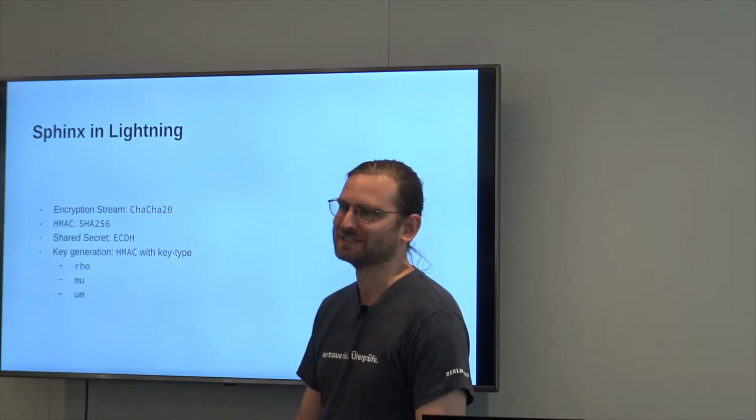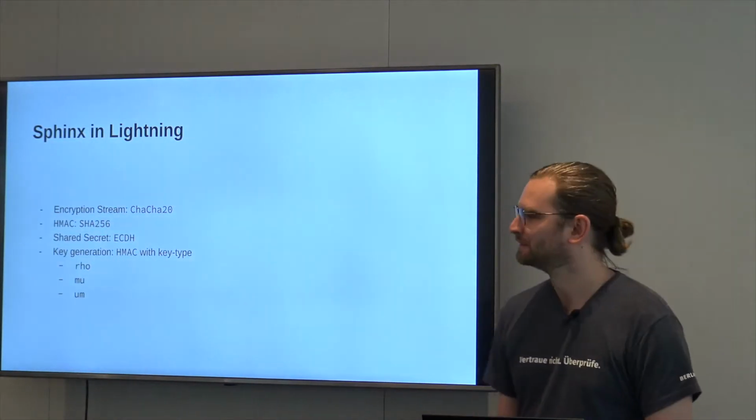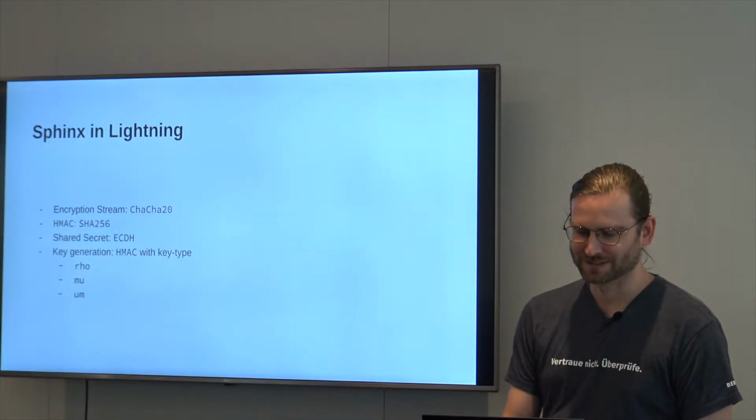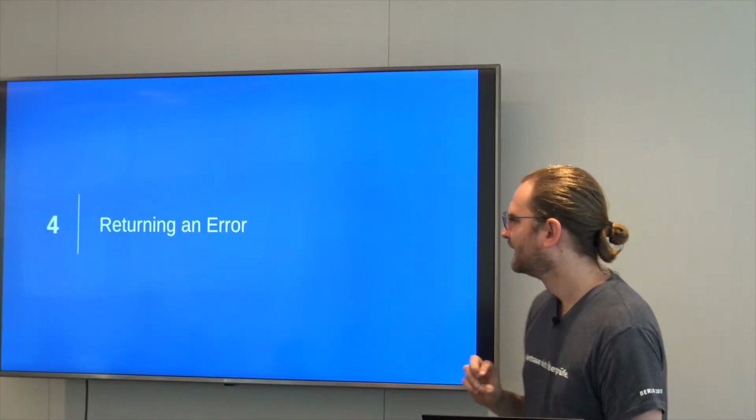HMAC is SHA-256 because that's all Bitcoin knows. All Bitcoiners know. Okay, 2 more slides, then we're done.